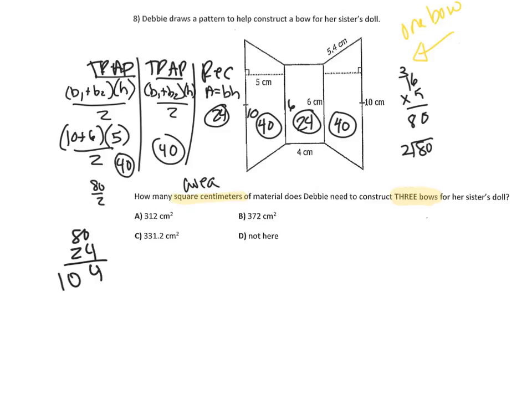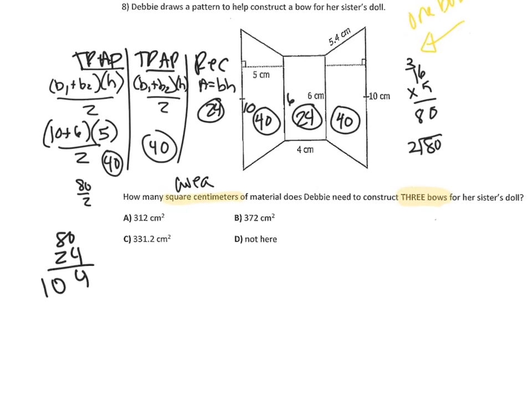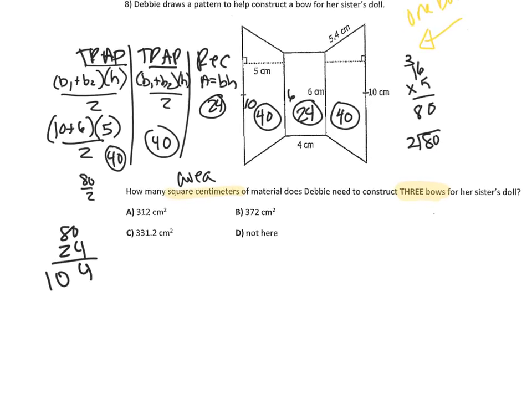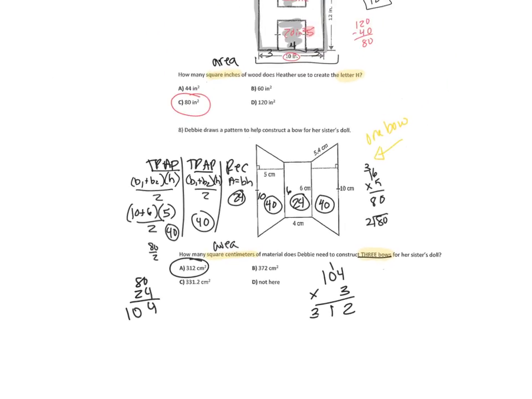Why are we multiplying it by 3? Because it says they want to make 3 bows, and this was just 1 bow. So 104 times 3. Good. Hold on, check and see. Should be 312. It should be A, yes. We did it, yay! Good job.